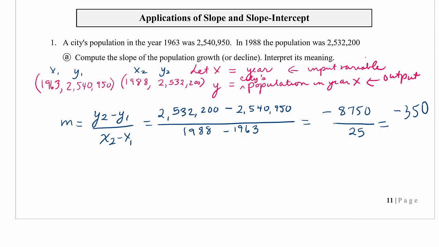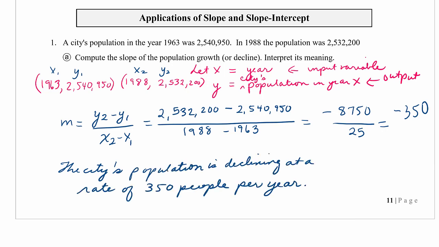So let's interpret that slope. What information are we getting from that slope? Well, what's happening to the population as the years are going by? Yes, it is declining, isn't it? The population numbers are going down. By how many people each year? Yes, it is by 350 people each year. So that's the slope. The slope tells us that the city's population is declining at a rate of 350 people per year.